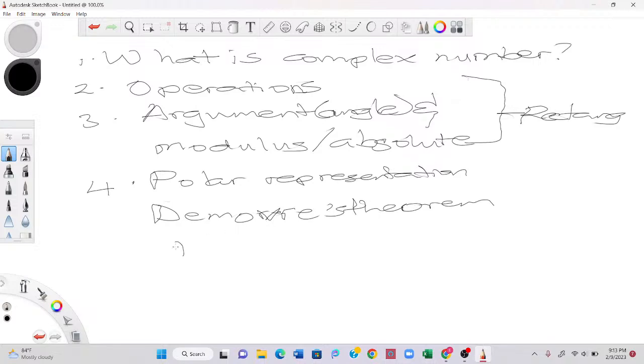Then the Taylor's expansion. We just talk a little about it. Then last is Euler's notation.